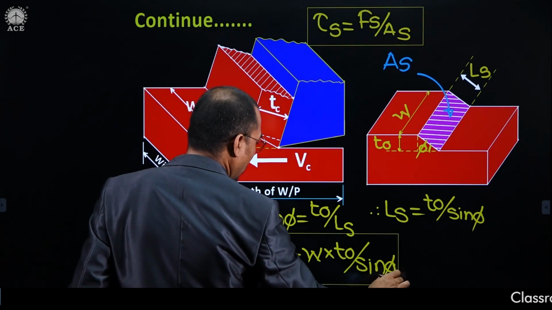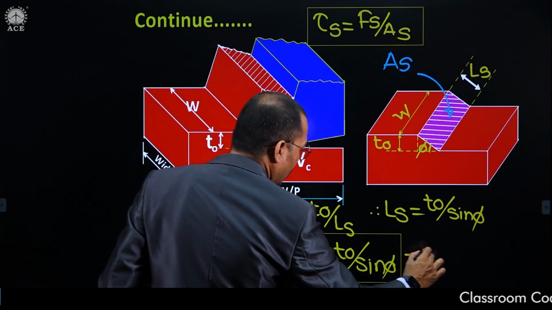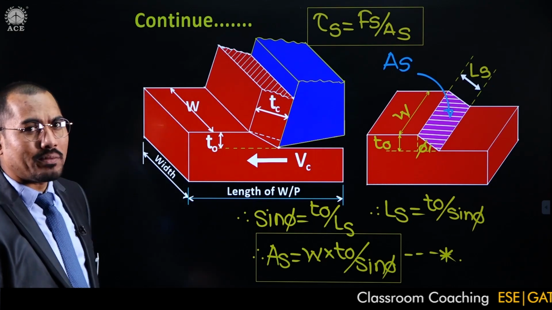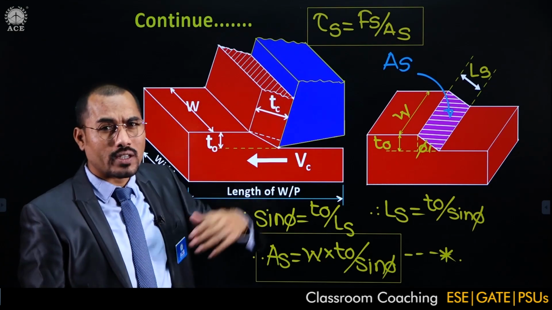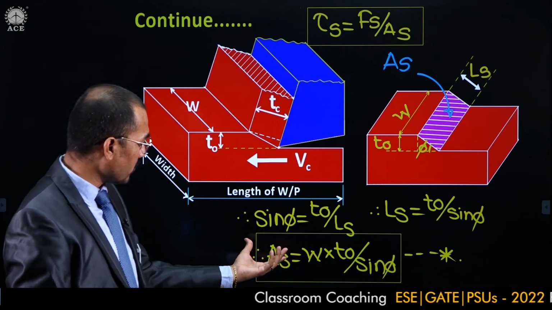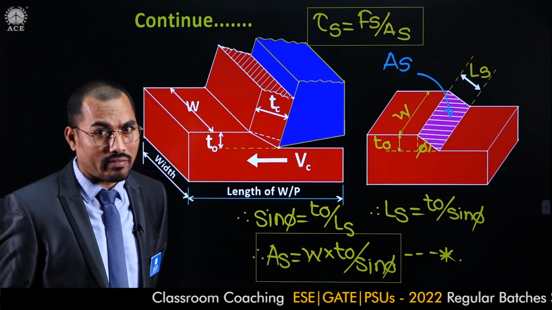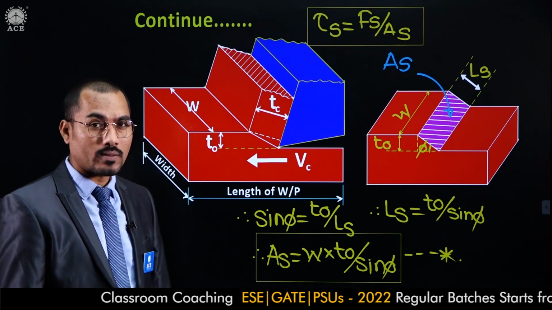I got my answer here immediately. Is it true? Yes, sir. So what is left there, sir? Shear force is given in the problem. Divided by shear area, W width divided by T naught divided by sine phi. W width.